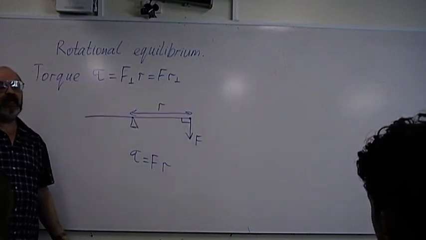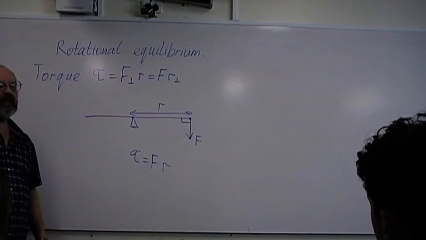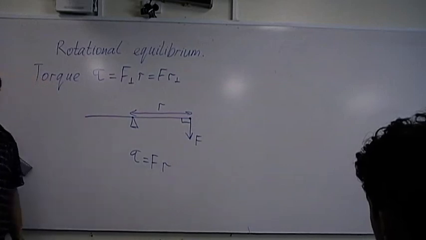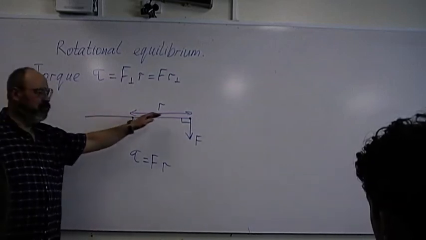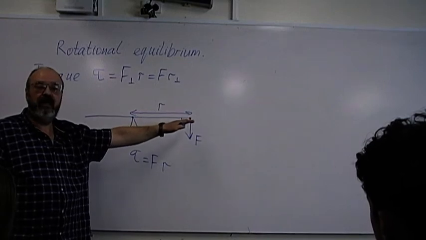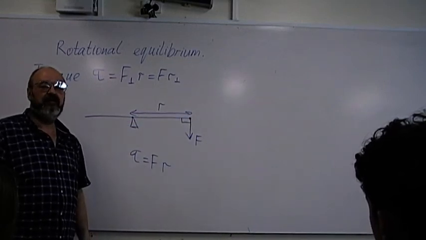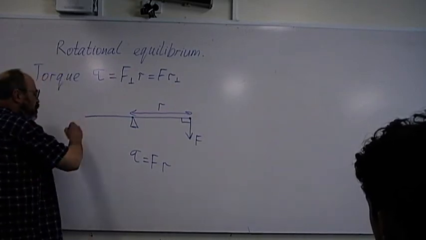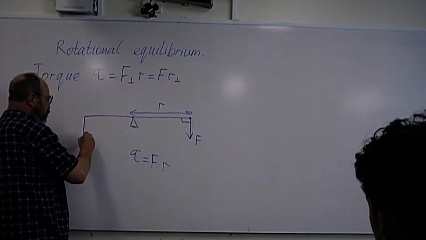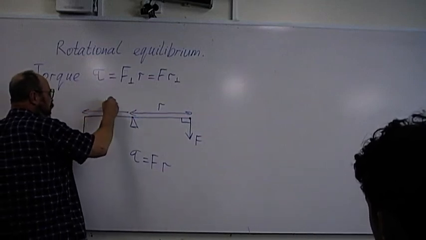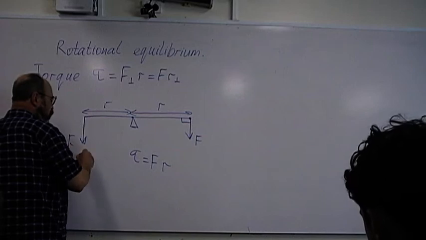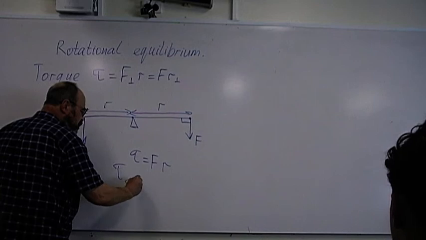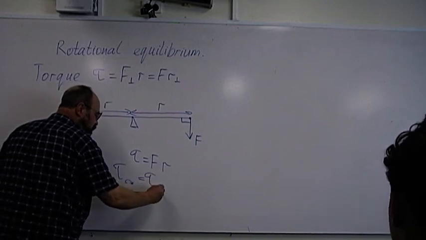We have two ways, clockwise or anti-clockwise. What will be this direction? Clockwise. So, for this ruler not to rotate, what should happen? Same torque on the other side. If this is the same R, then it's the same force F, and we will have torque clockwise equal to torque anti-clockwise.